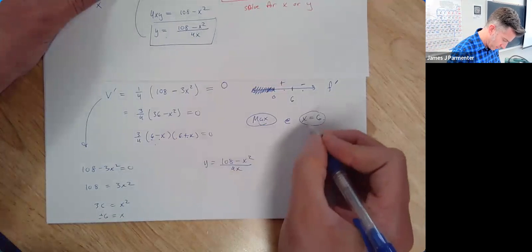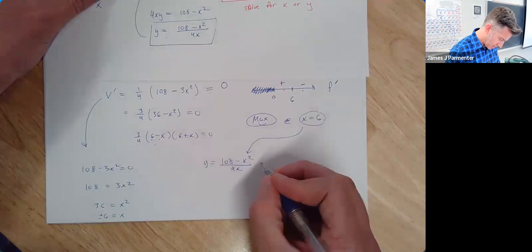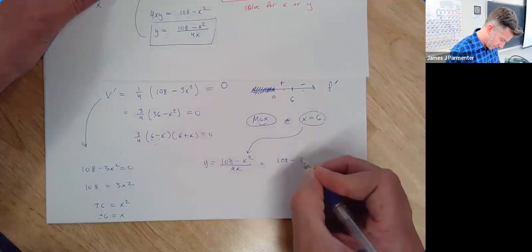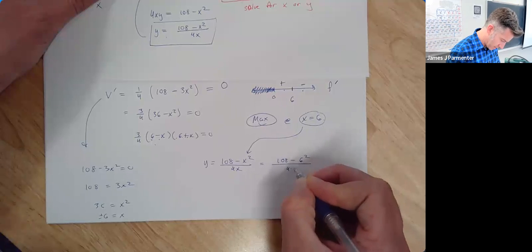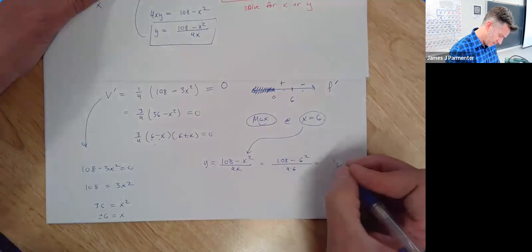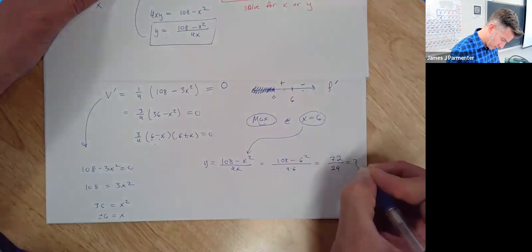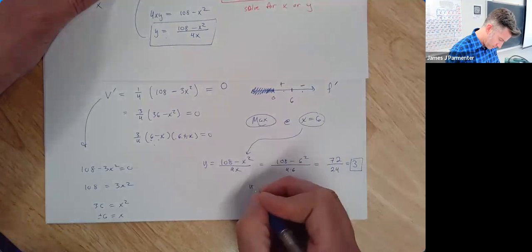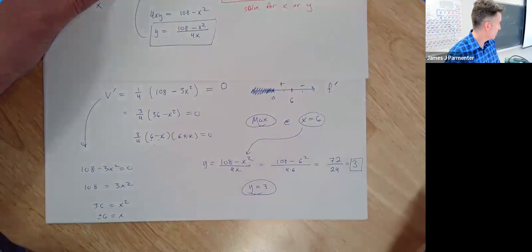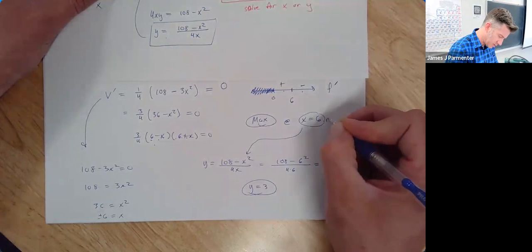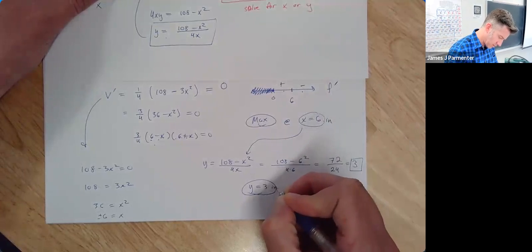So if I plug in x equal to 6, I'm going to get 108 minus 6 squared over 4 times 6, which is 108 minus 36, so 72 over 24, which is 3. So those are my dimensions. X is 6 inches, y is 3 inches.